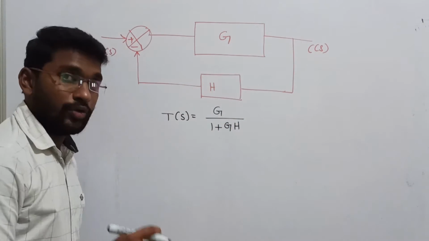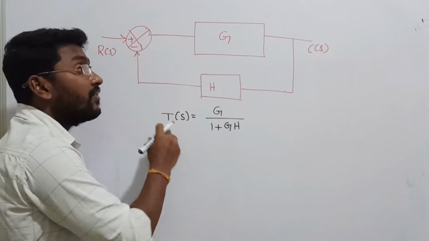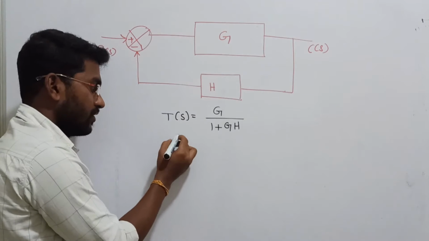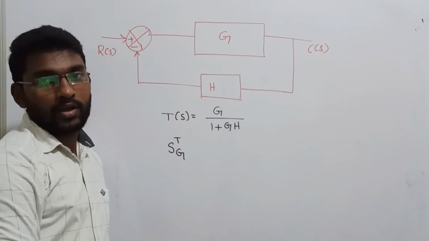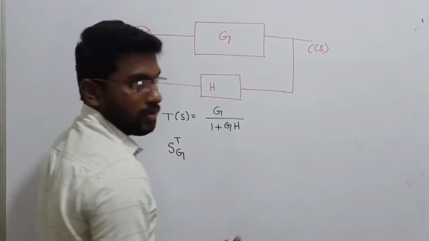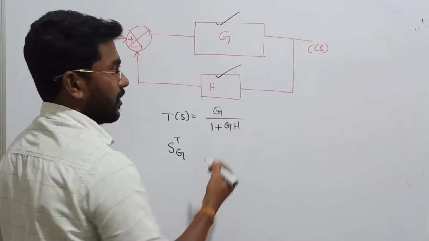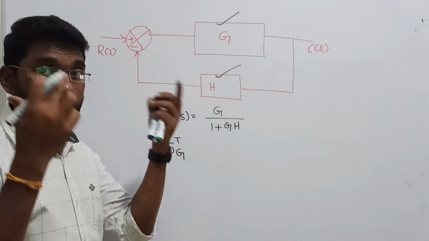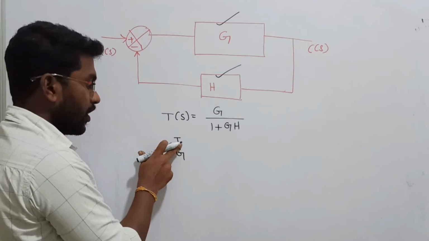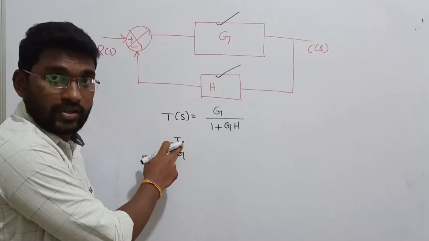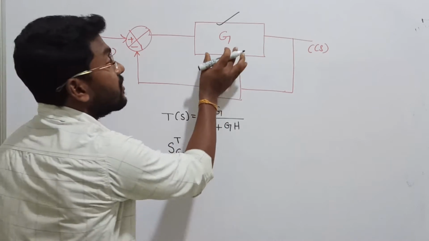Now the question is, find out the percentage sensitivity of the overall transfer function of this system with respect to the changes in the forward path block. If you observe the closed loop system, I have a system in the forward path and I have a system in the negative feedback path, right? Now my question is, find out the changes in the overall transfer function with respect to the parameter variations in the G.